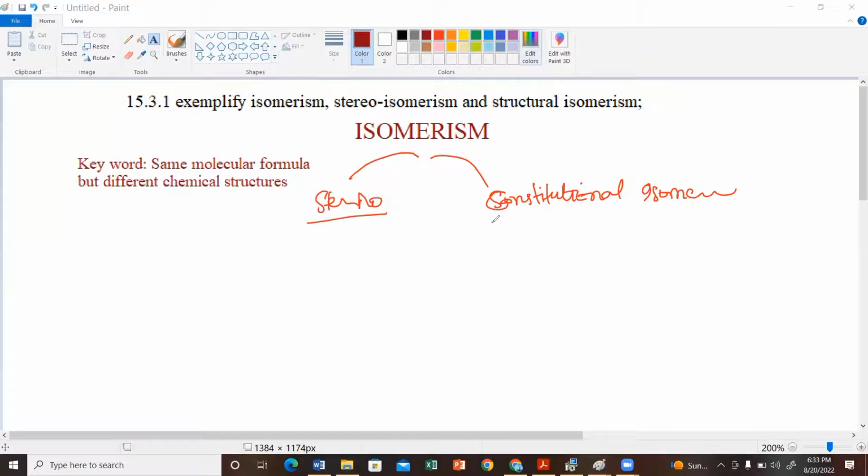There are different types of constitutional isomers, out of which we have discussed just one, that is positional isomers, or we can say structural isomers, like linear chain and branch chain. So this type of isomerism, in which the connectivity of carbon atoms is different, is known as constitutional isomerism. There are different types of constitutional isomers. Let us discuss one by one all these types.